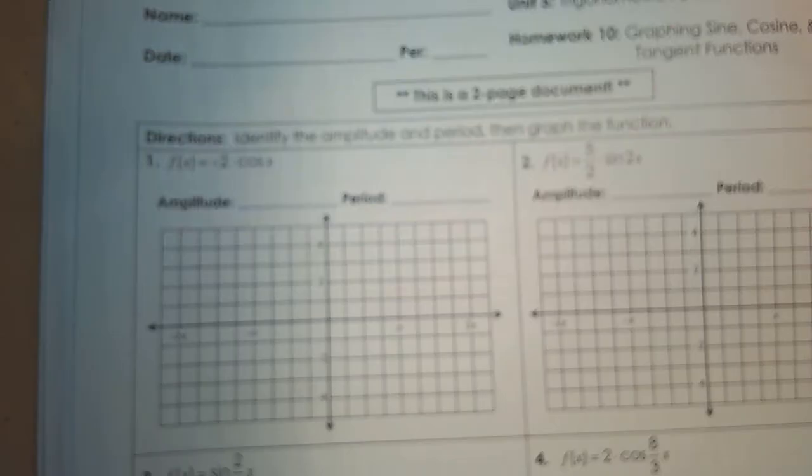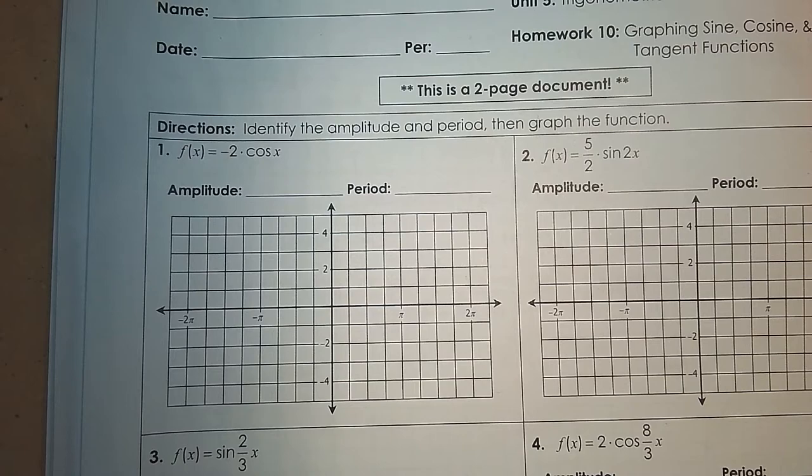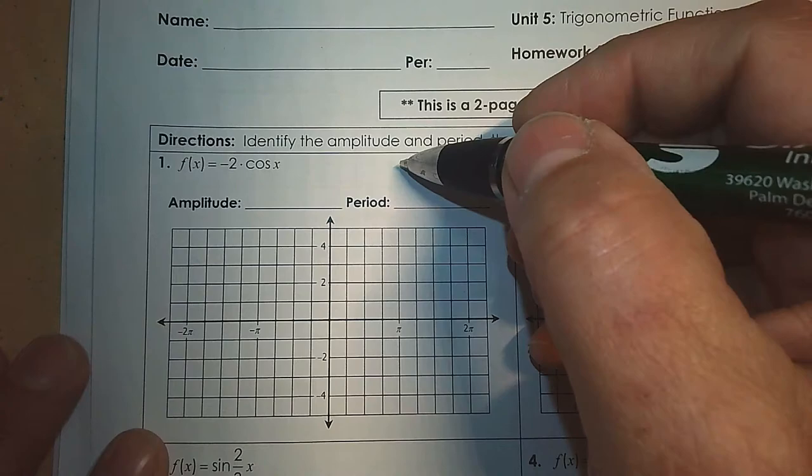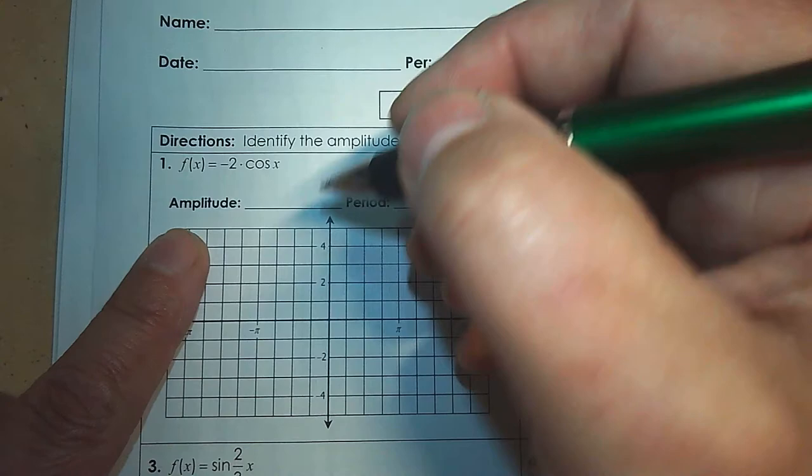All right, so here's your homework on graphing cosine and sine and tangent. I want to graph negative 2 cosine x. The amplitude is the number being multiplied in front, and it's always a positive number. It's the absolute value of it. So the amplitude here is 2.